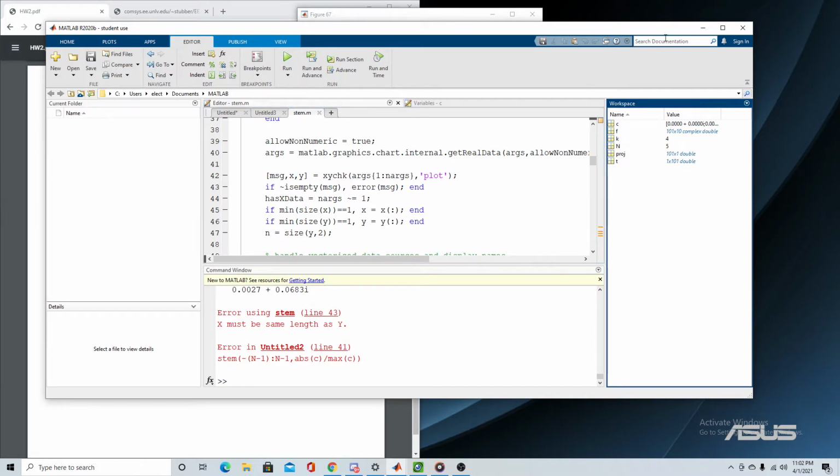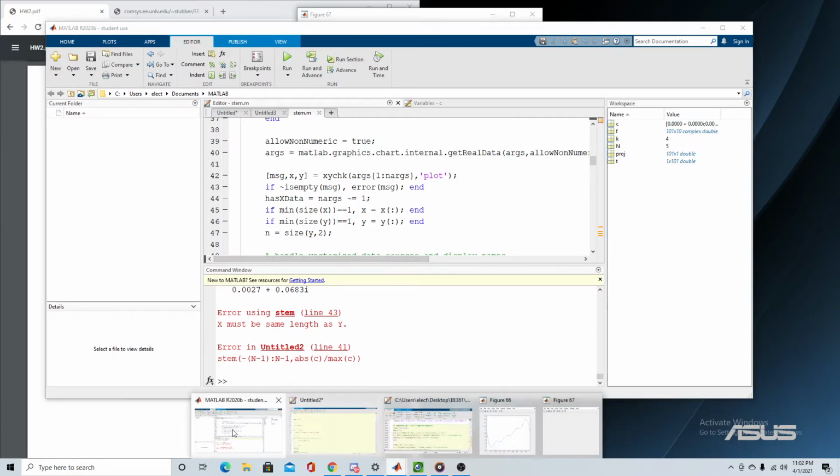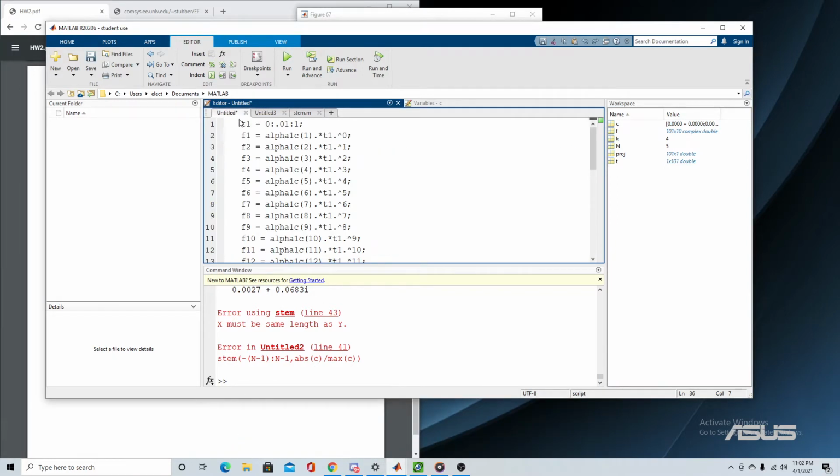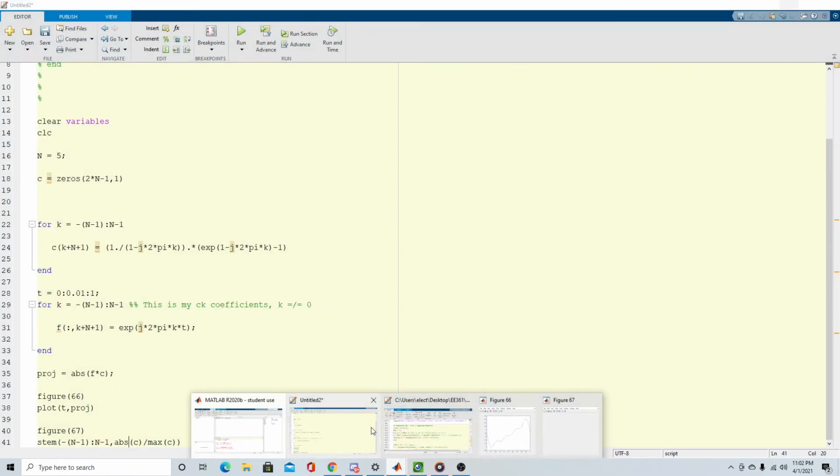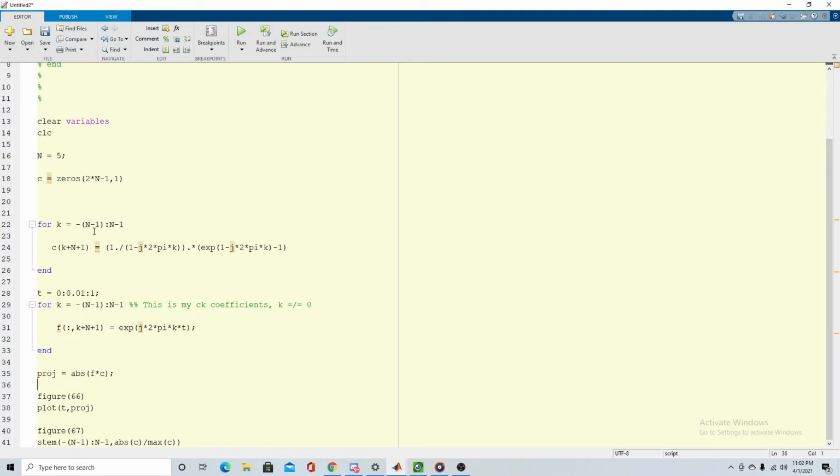So what's going on? It's already too late into the video. Yeah, I don't like troubleshooting. Projection. N minus 1, N minus 1. That's 9. This result right there works. That result right here works. Why is it not letting me do what I want it to do?